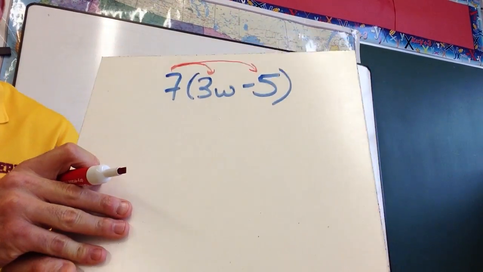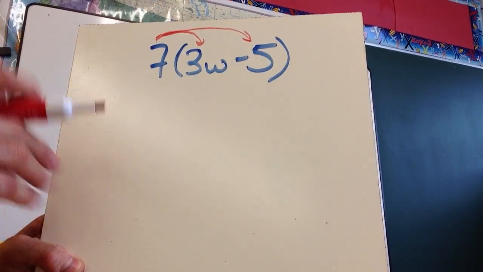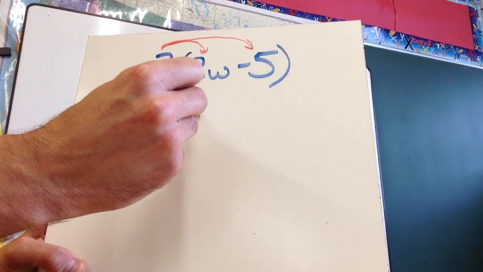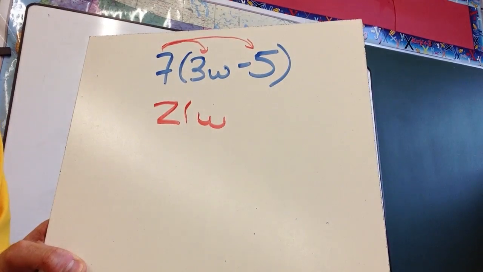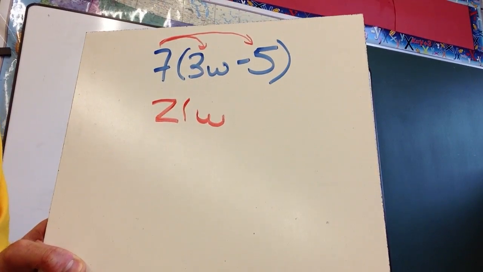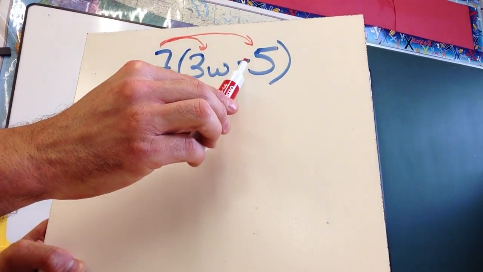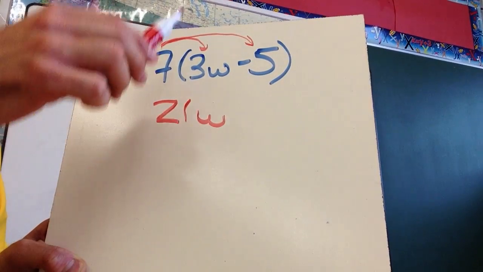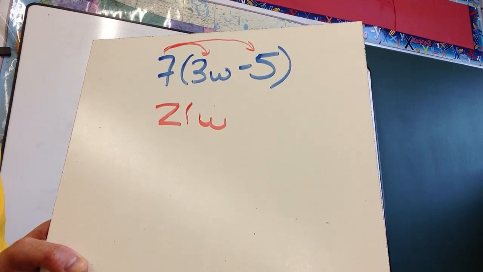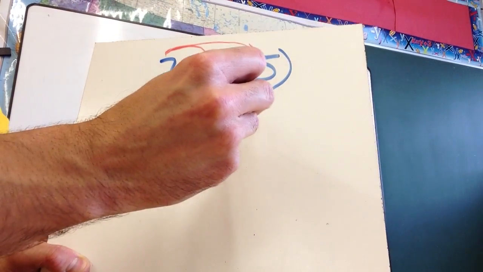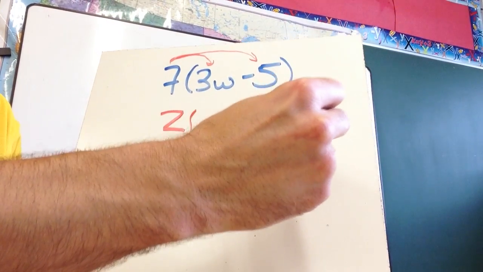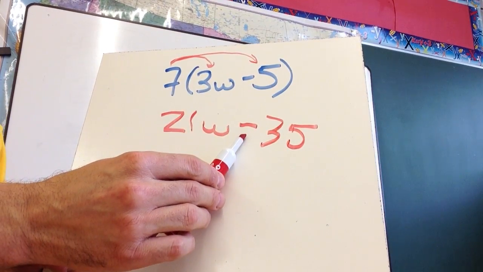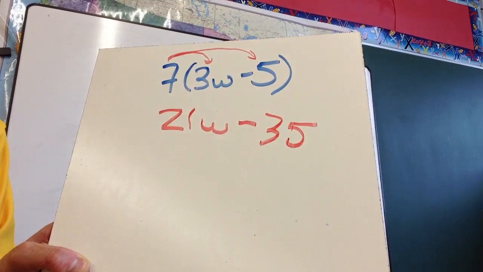So that means I'm going to take that 7 and I'm going to multiply it to the 3w. 7 times 3w is 21w. And then I'm going to take the 7, I'm going to multiply it to the negative 5. Please keep in mind that this subtraction sign also works as a negative sign. So I take 7 times negative 5 and I get negative 35, which means I'm going to subtract 35. Had this number been positive, then this would have been an addition sign.